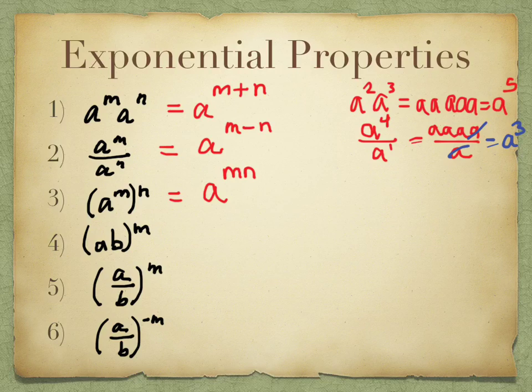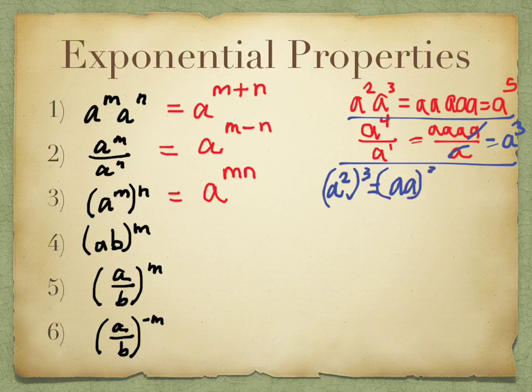And again, we could look at that from the perspective of an example where I would say, okay, well, let's do a squared cubed. Well, a squared means a times a, and cubing it means I would have a times a 3 times. How many a's do I have? I've got 6 of them. How do I get from 2 and 3 to 6? I multiply. So there's a multiplication factor there instead of an addition factor like on number 1.